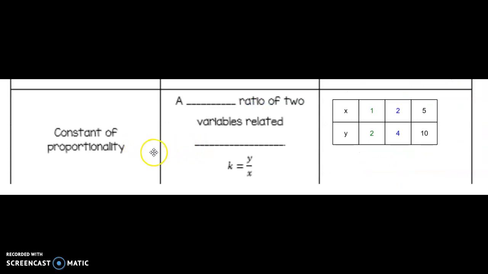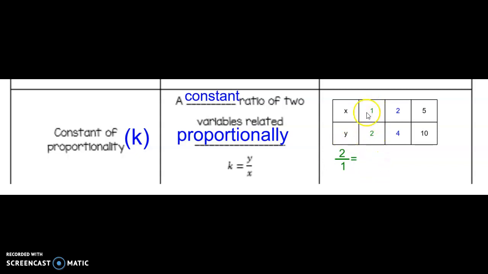Our next vocab word is constant of proportionality, or K. It is a constant ratio of two variables related proportionally. To find the constant of proportionality, we use the equation K equals y divided by x. So looking at this table, we would look at the 2 and the 1. So we have y divided by x, or 2 divided by 1, which is 2. So this is saying K equals 2.